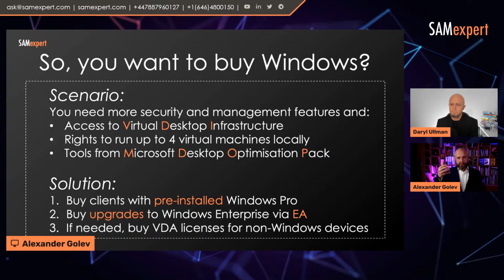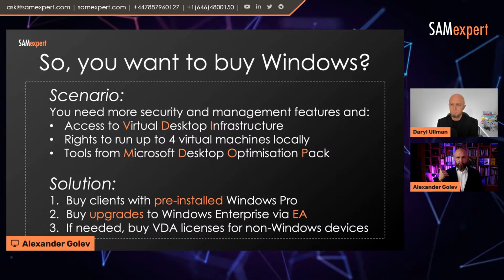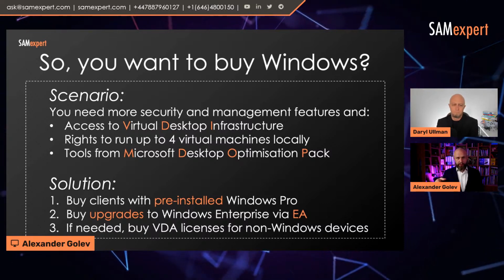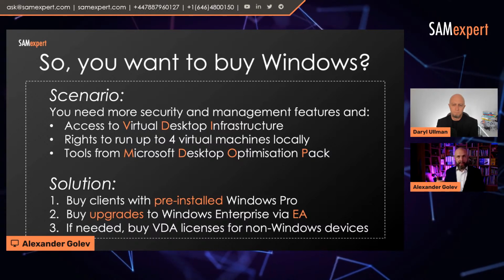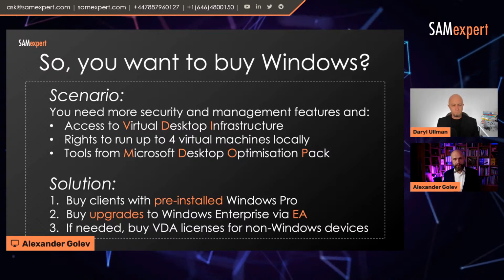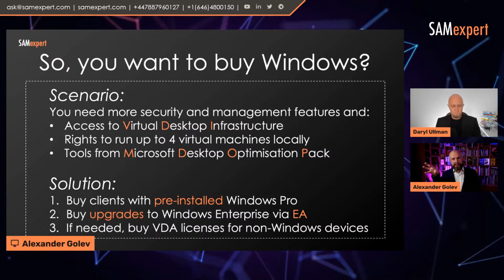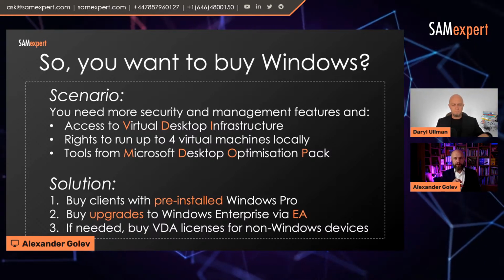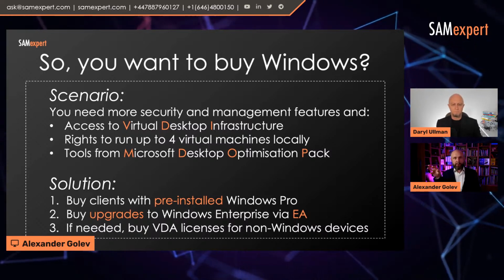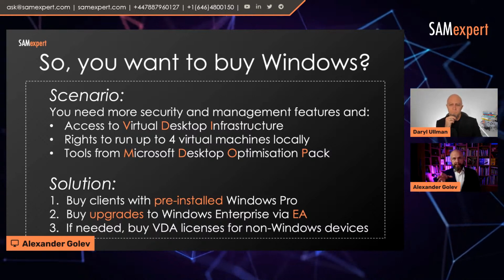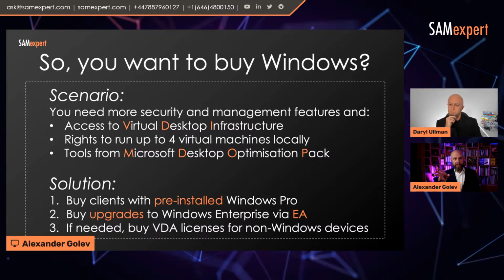What you need to do then is you still need to buy computers with pre-installed Windows Pro. You still need to do it. There's no way you can avoid that, as Daryl was talking about when I was offline. Then you must buy upgrades to Windows Enterprise via an enterprise agreement. There are differences between EA and CSP on the next slide. Not all the features that are available through software assurance are available for the same licenses, same plans, Windows 10 E3 and E5 in CSP. So watch out for that.